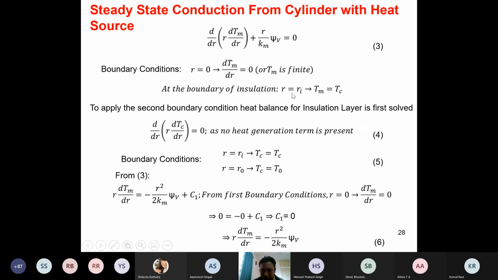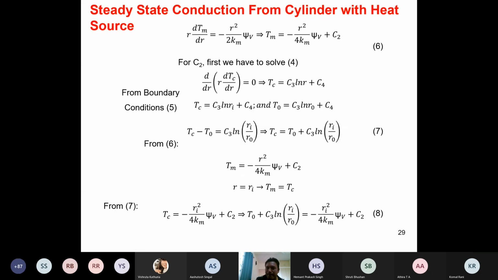Here also we have written at R equals to Ri, Tm equals to Tc. Here also we have written at R equals to Ri, Tc is Tc. But both these boundary conditions cannot be applied because you don't know what is the value of Tc. Okay. So now let us simplify this expression of Tc which we have obtained. So we can just put the boundary conditions here.